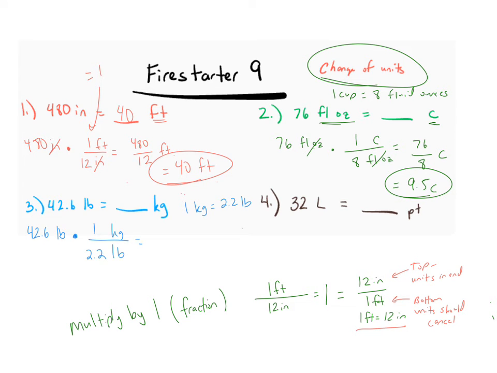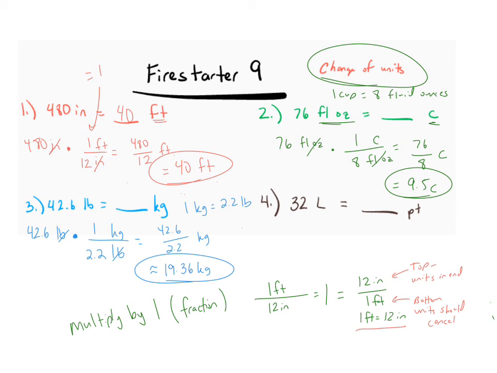So now when I write this, I know the pounds are going to cancel. So I know it should be 42.6 all over 2.2 kilograms. So in my calculator, I'm just going to do 42.6 divided by 2.2. I end up with 19.36. We'll say 19, about. So about 19.36 kilograms. And that's it.